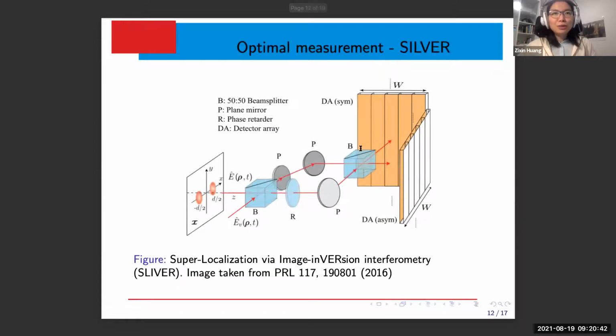Another method would be something that they called SLIVER, also termed by Zhang. So here you would take, once again, the centroid of the object, put it through a beam splitter, apply a phase shift on one side, and then have a second beam splitter. And what this tells you is whether the image is centrally symmetric or not. So both of these would work in principle.